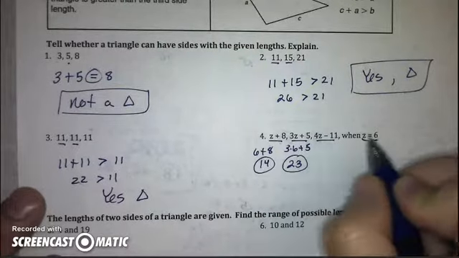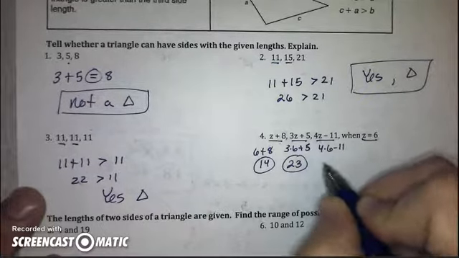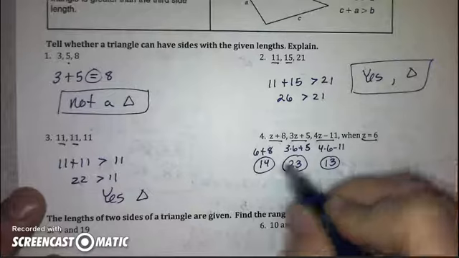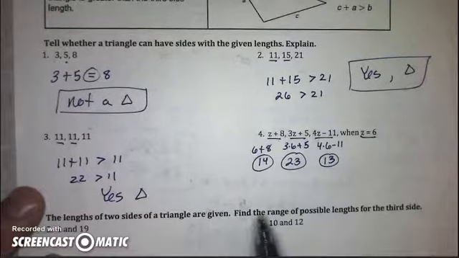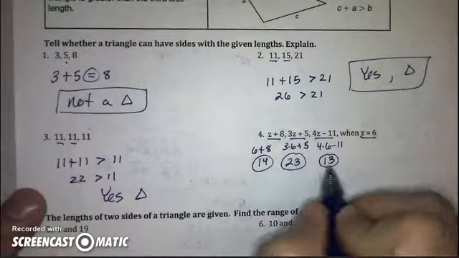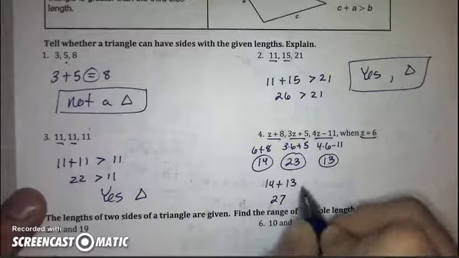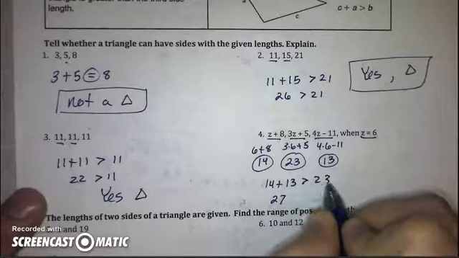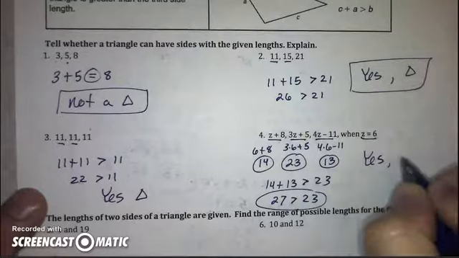And then 4 times 6 minus 11. 4 times 6 is 24. Minus 11 is 13. So I want to check those sides to make sure they add up to more than the longest side. 14 plus 13 is 27. 27 is greater than 23. So yes, this is a triangle.